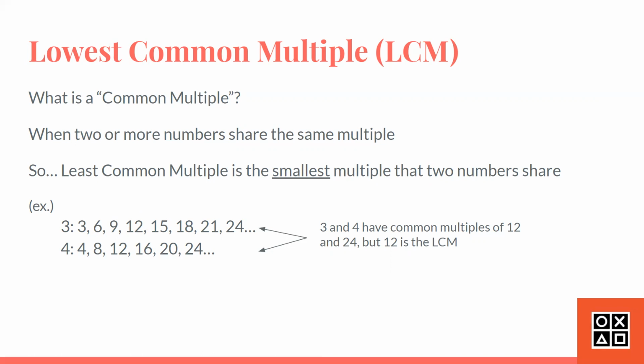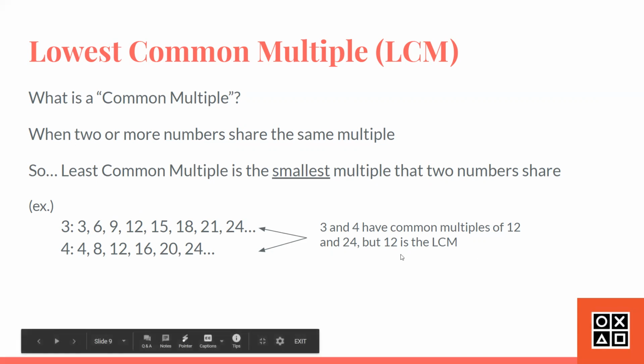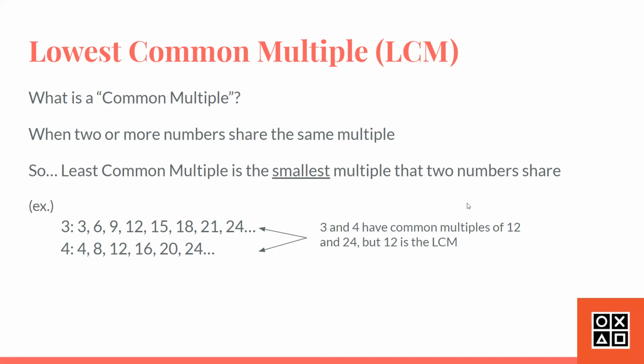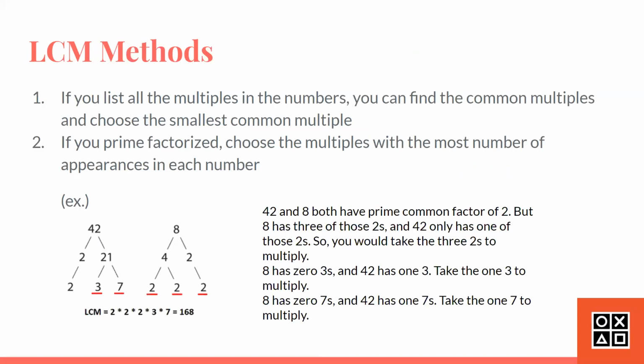However, we want to find the lowest common multiple. You can see that 12 is less than 24. Therefore, 12 is the LCM of both 3 and 4. This is the least number that both numbers share. So, LCM methods. If you list out all the multiples of the numbers, you can find their common multiples and choose the smallest common multiple.